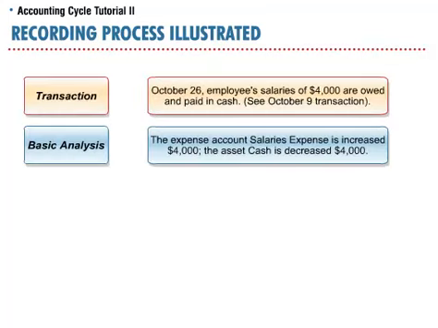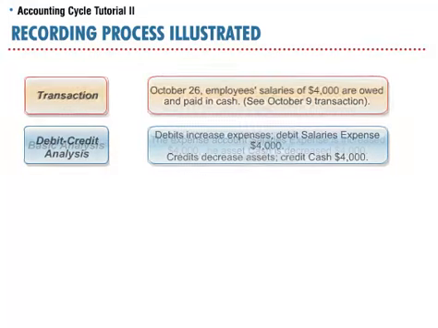On October 26th, employees' salaries of $4,000 are owed and paid in cash. The expense account salaries expense is increased $4,000. The asset cash is decreased $4,000.